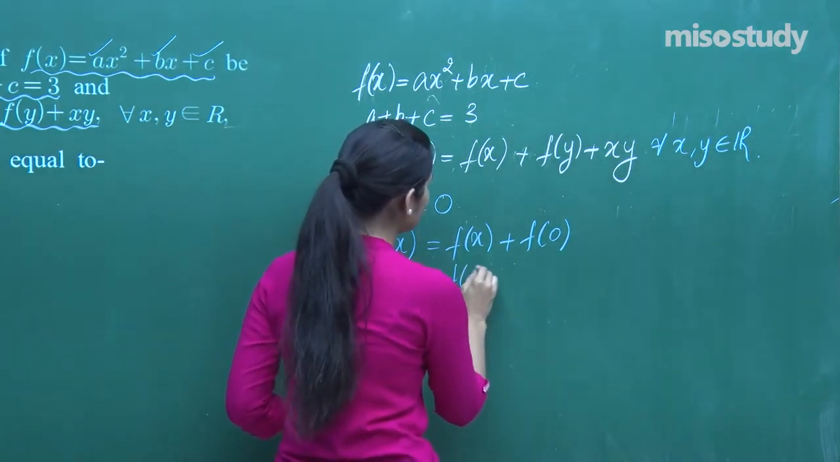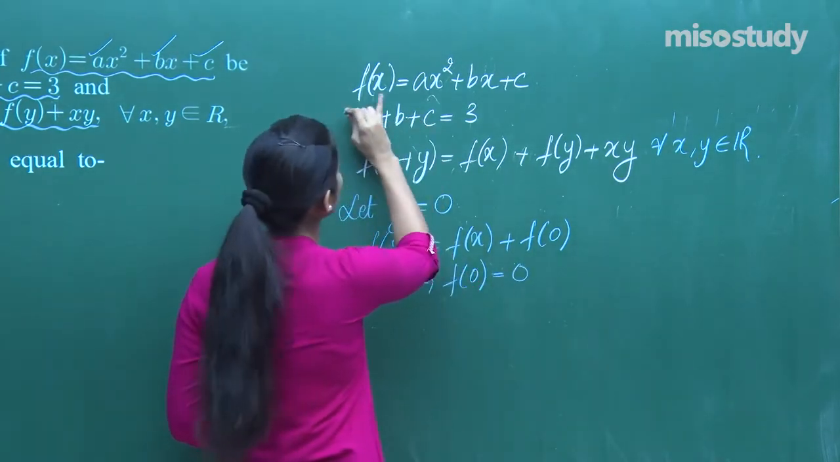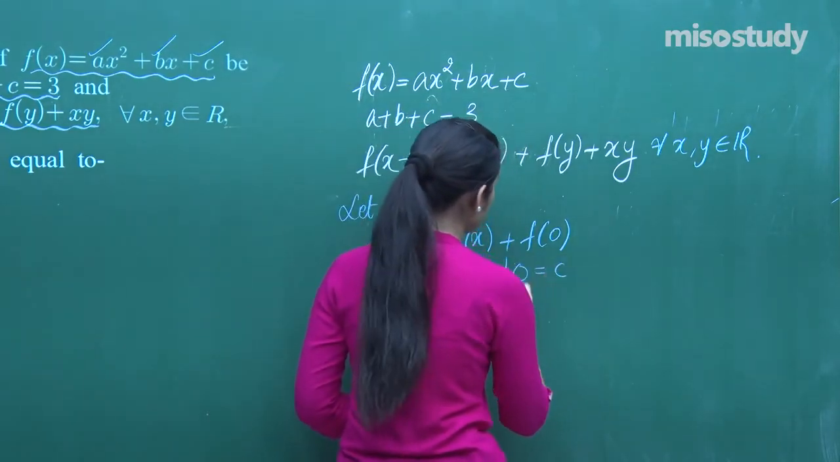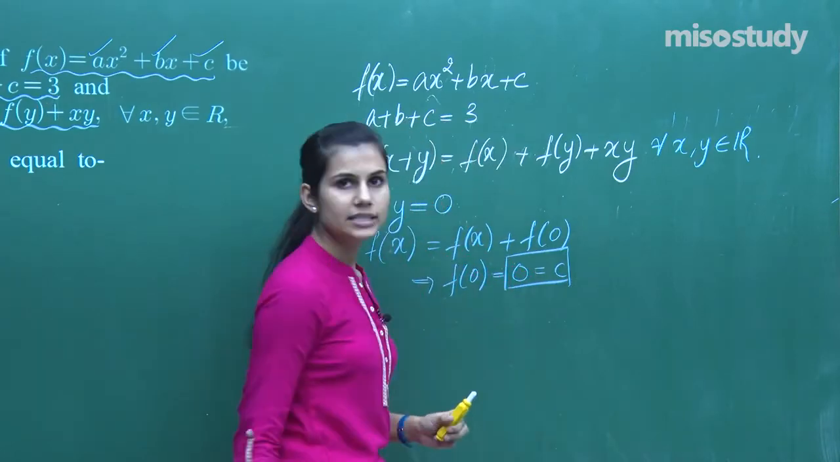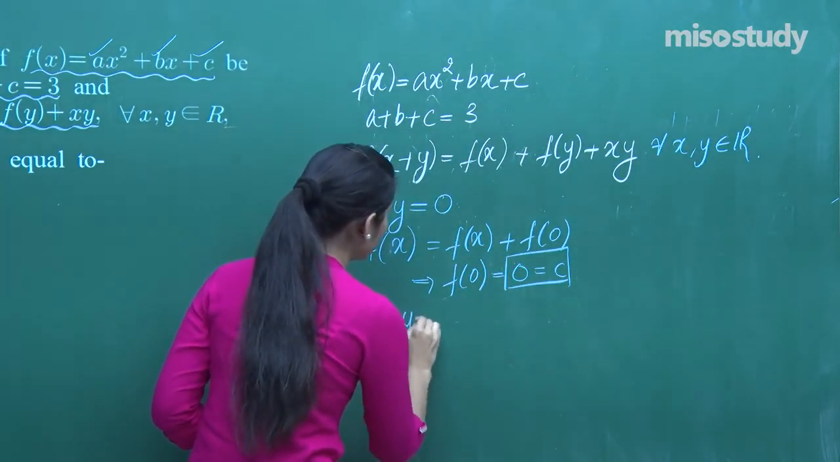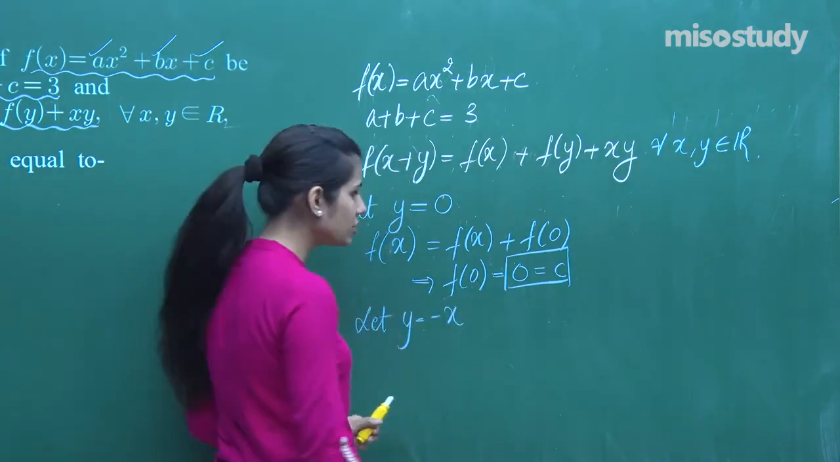So you get f of 0 is 0, but f of 0 is what? 0 plus 0 plus c. So f of 0 is c, so you have got the value of c. C is 0. Next, if you put y equals minus x, you can see what you are going to get.